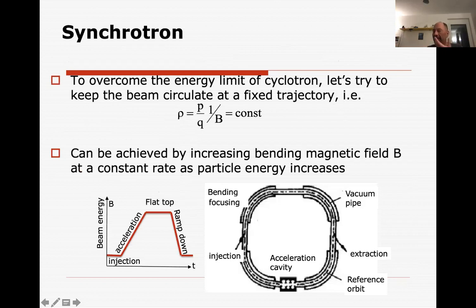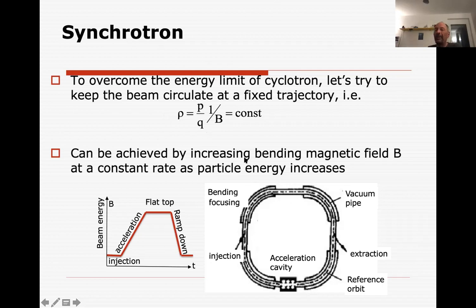to overcome the limits that you have in the cyclotrons, you have to keep the beam circulating on a fixed trajectory, which means that this law has to be satisfied for the radius. So the radius, which coming from the Lorentz force is p over q times 1 over B, must be constant, because the particles move here. To do that, you have the bending and focusing magnets here in the accelerator.